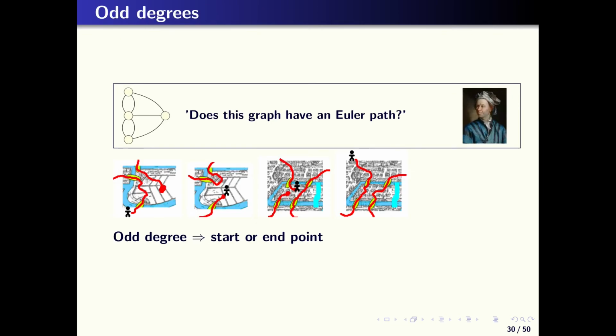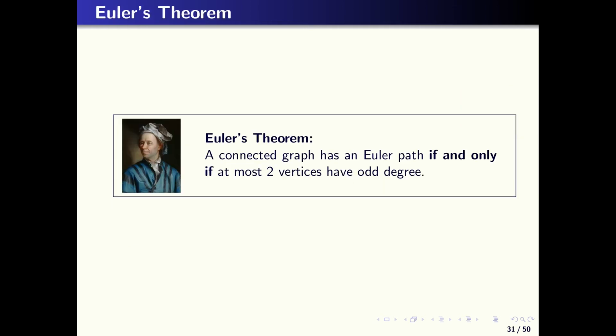But the important thing from these different cases is that if you've got a vertex that has odd degree, that vertex has to be either the start point or the end point of your Euler path. And that leads to Euler's theorem, which says that a connected graph has an Euler path if and only if at most 2 of its vertices have odd degree.